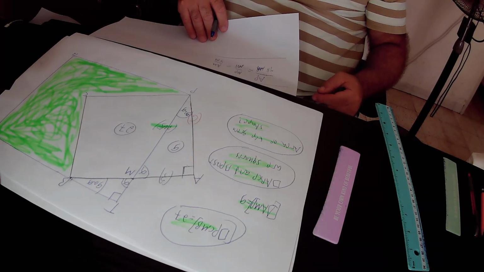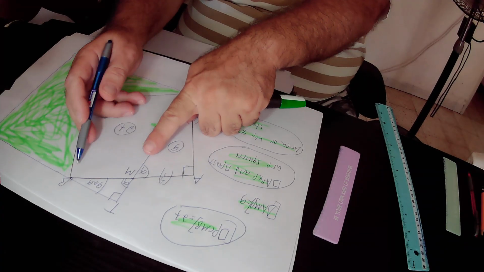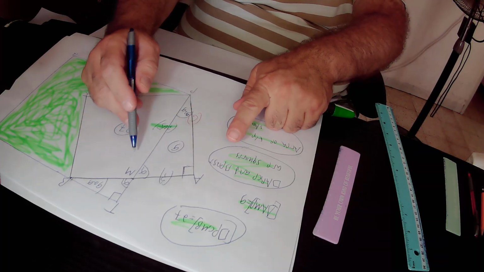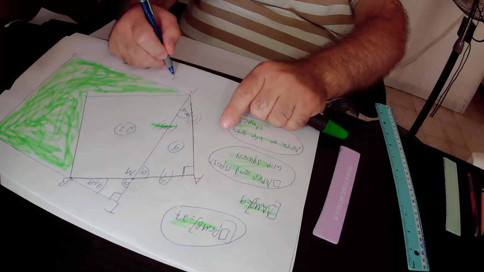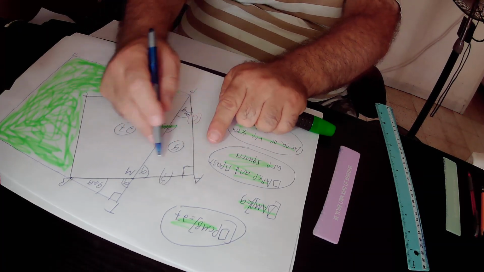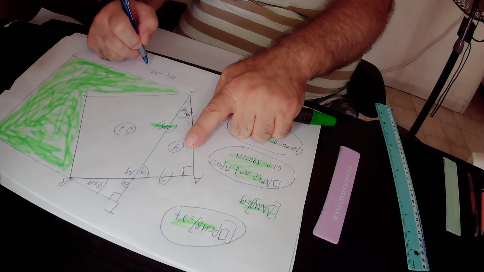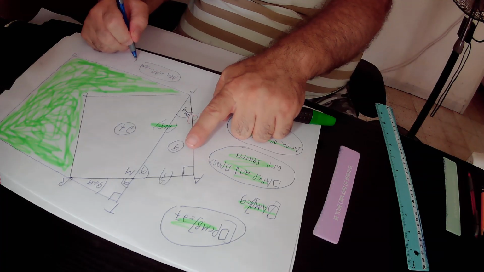Before we continue, we find out the length of side MB. MB equals AB minus AM. So this is the missing side MB, and it equals AB minus AM.